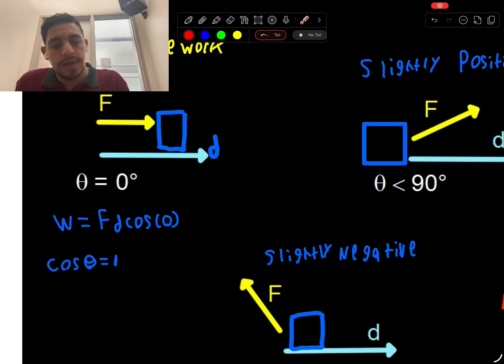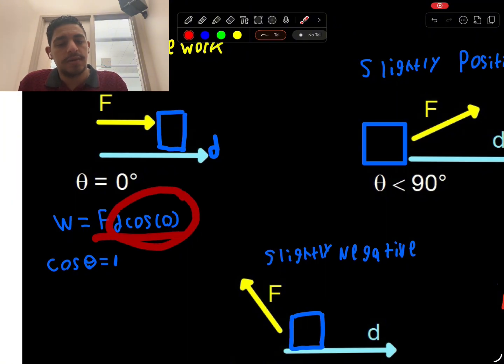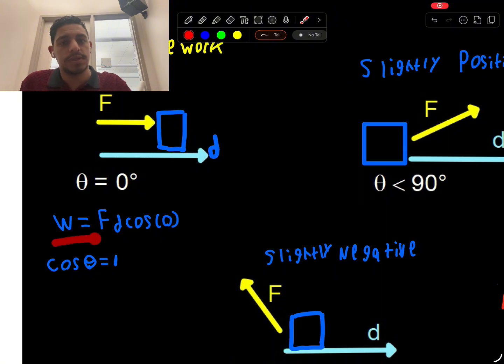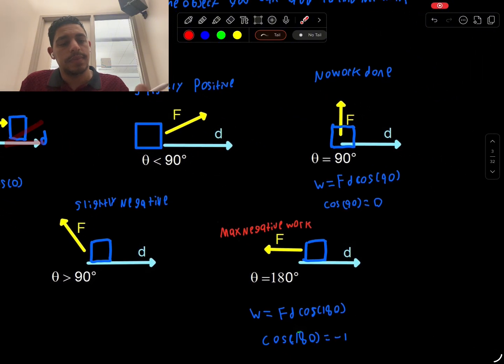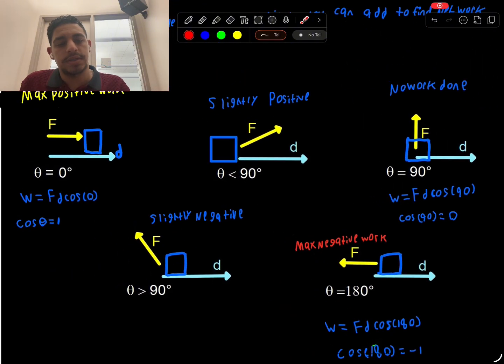In reality, it's actually the force times the distance, but it's times cosine of theta. But theta is 0, and cosine of 0 is just 1. So when we go to write that work equation, we just do work is equal to force times distance. And remember, there's no angle here. It's just 0. So let's go to a different example where there is a slight positive.